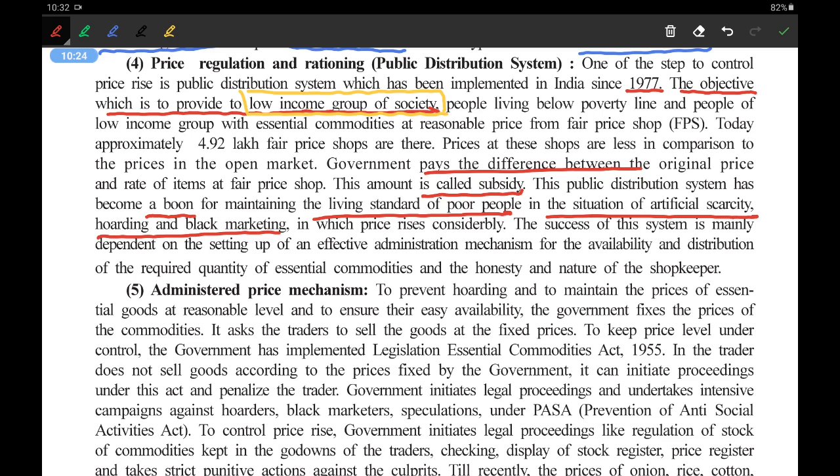The success of this system mainly depends on setting up an effective administrative mechanism for the availability and distribution of the required quality and quantity of social commodities, and on honest shopkeepers. But ultimately, this all depends on the nature of the shopkeeper.